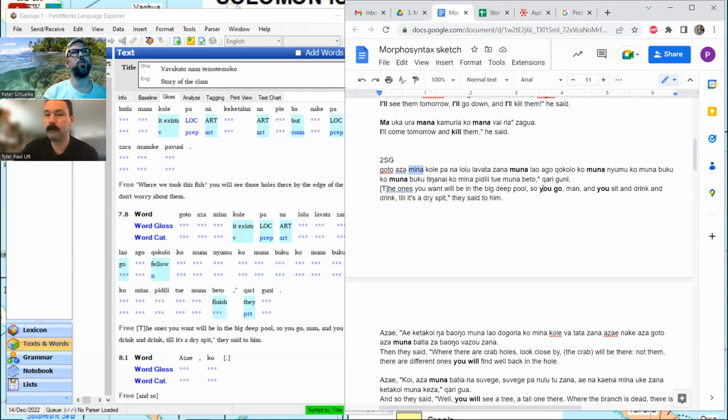Muna lao, so you will go. You will sit. Yumu is sit. Munambuku, you will drink, so that you will drink dry, apparently. I'm not sure which one means drink. I'm pretty sure mbuku is drink. Yeah, that would be my guess, because just in this one sentence, you sit and drink and drink. We have two mbukus. We've got multiple munas.